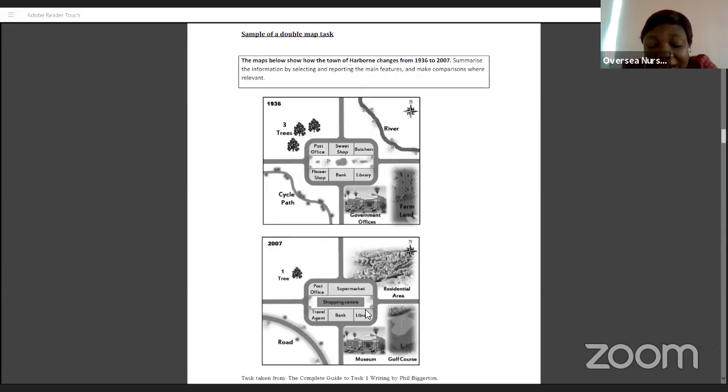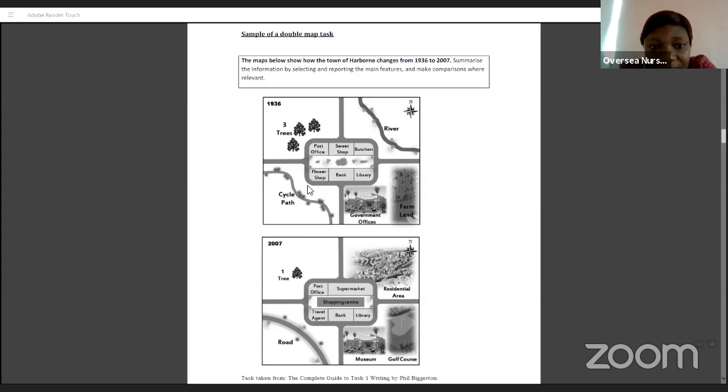Overall, there has been tremendous transformation on the eastern part, with the conversion of the government offices into a museum and the erection of a golf course in place of a farmland in 2007. Do you see my overall statement?